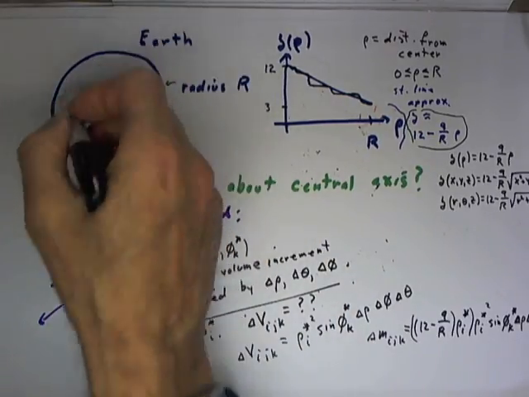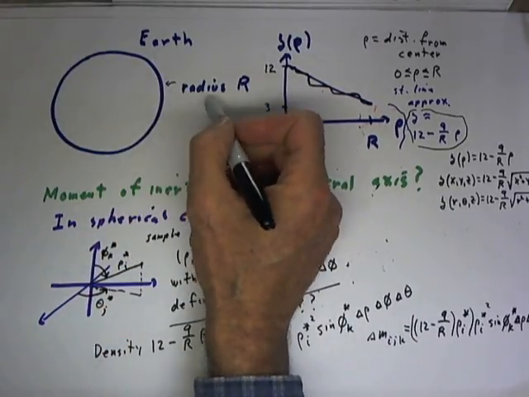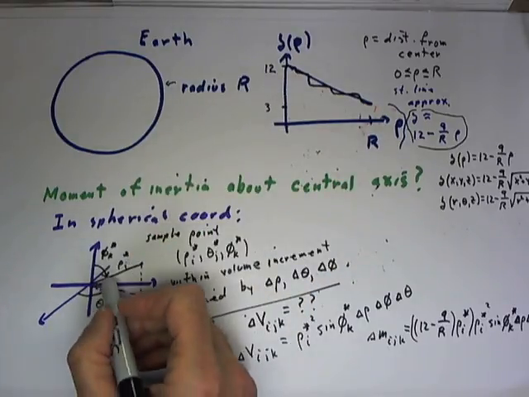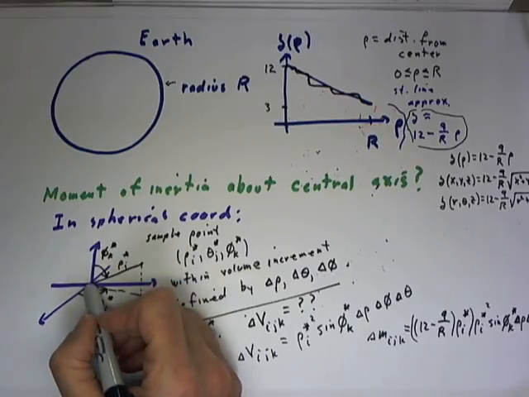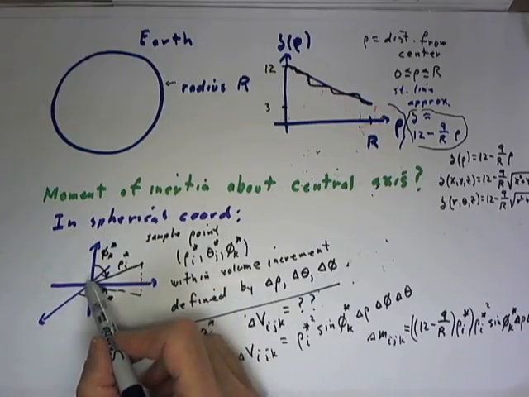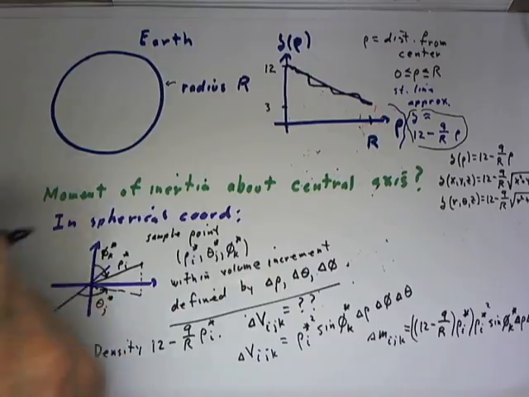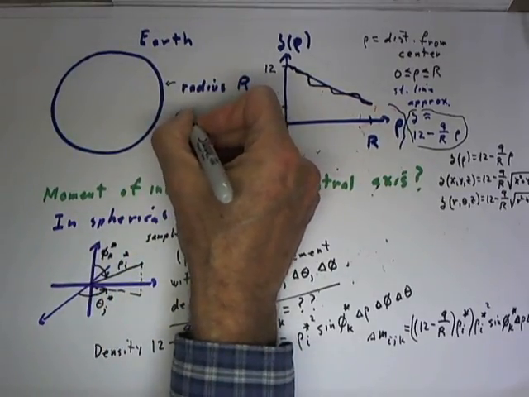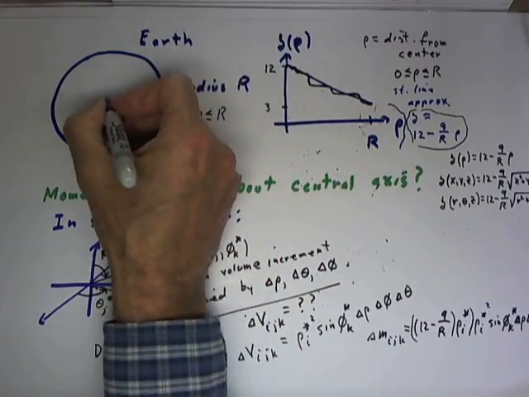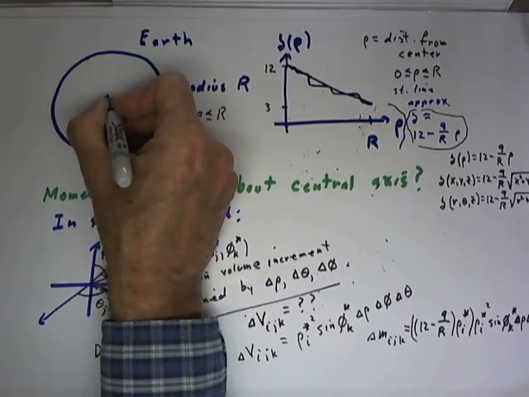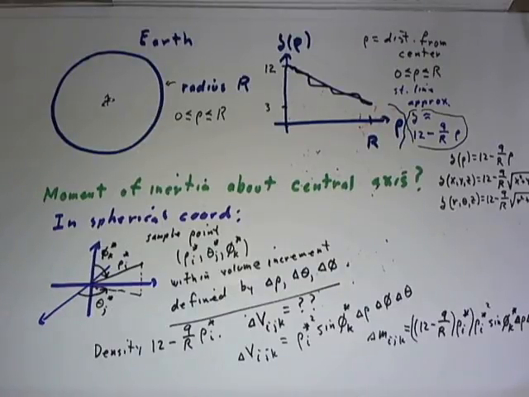The entire sphere of the Earth is characterized by the fact that its distance from the center is less than or equal to its radius. So if we identify the center of the sphere with the origin of our coordinate system, rho can go from 0 to r. Okay, so the sphere is zero less than or equal to rho less than or equal to r, where the coordinate system has origin corresponding to the center.